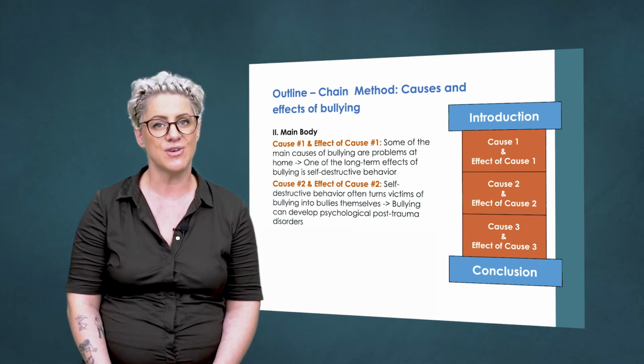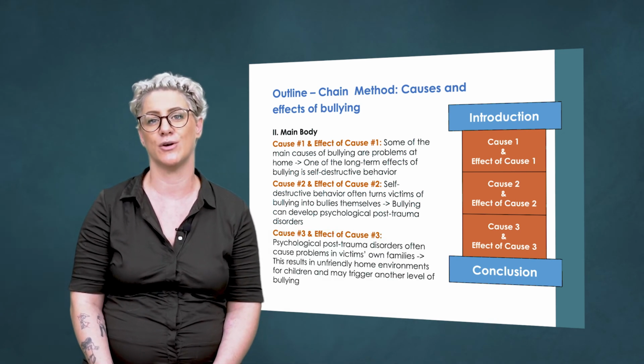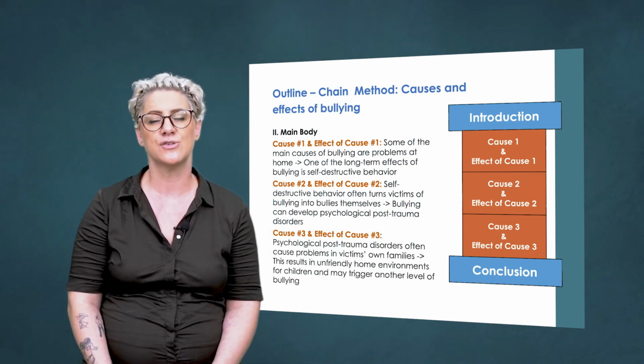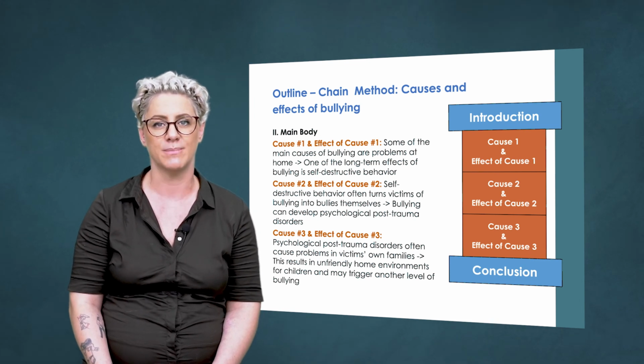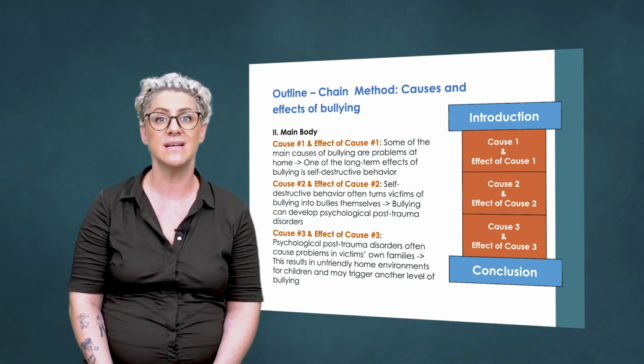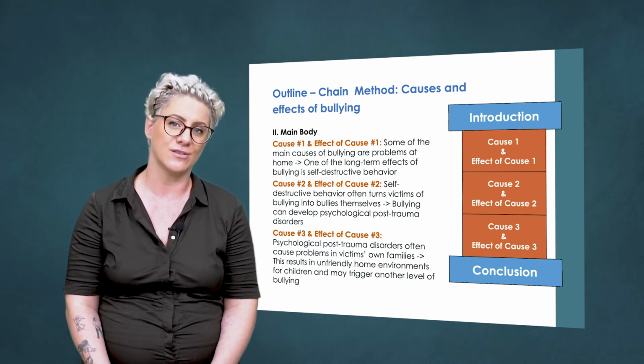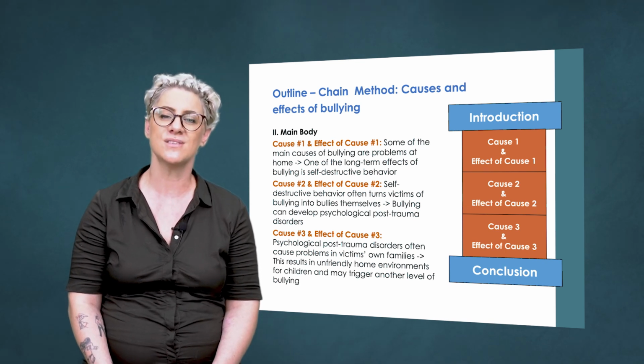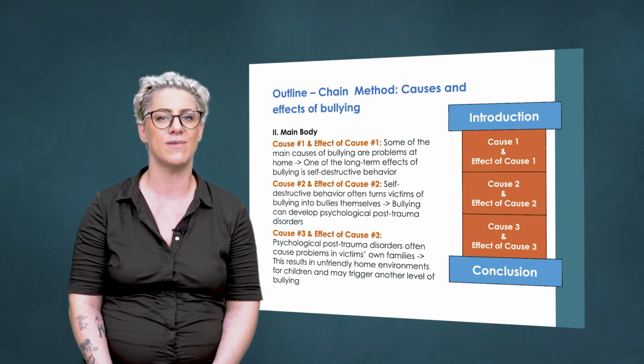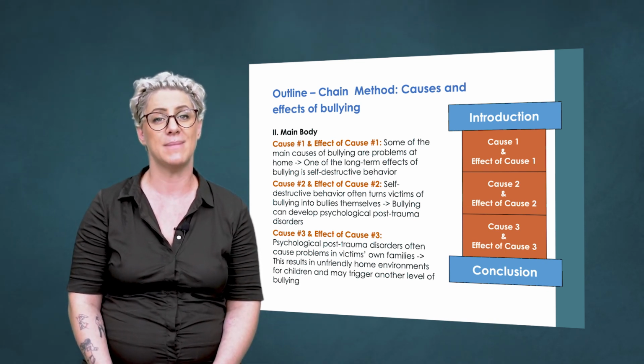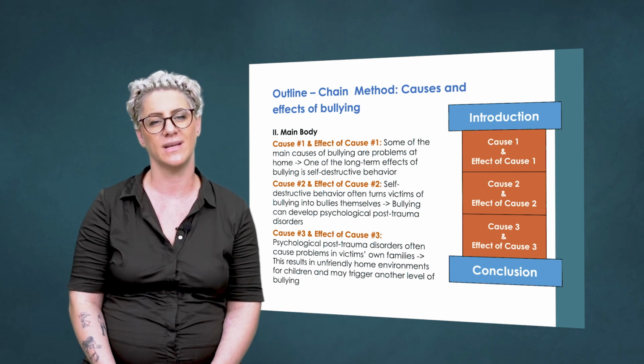We follow the same structure in the third body paragraph. The last effect was about post-trauma disorder, so in the last paragraph, this will be the new cause, the reason. And the result of this event, this results in unfriendly home environments for children and may trigger another level of bullying.